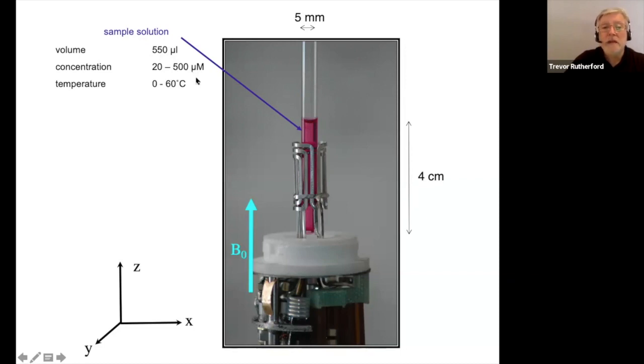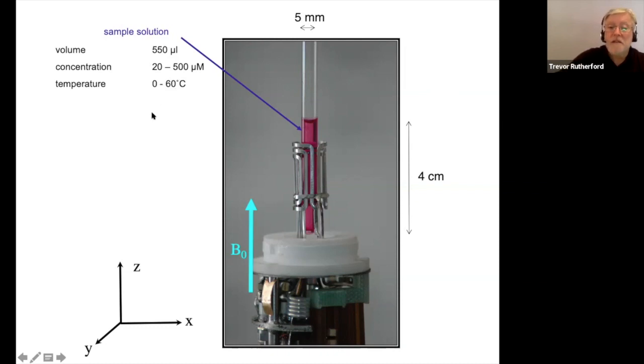We wouldn't normally recommend people going to higher than 500 micromolar routinely, because you tend to get the risk of aggregation and all sorts of artifacts that come through from aggregation of proteins. So we're looking in a good concentration range where we can get individual monomeric species in solution in that concentration range. The temperature for the sample itself is also good for biological studies. We can go down to 0 and up to about 60 degrees in the equipment that we've got.